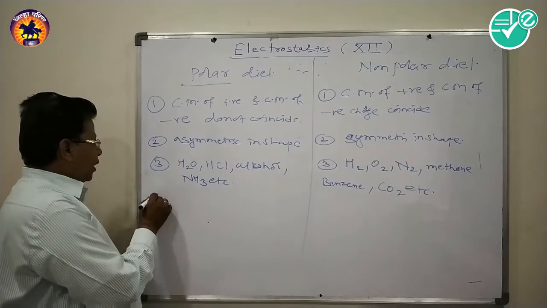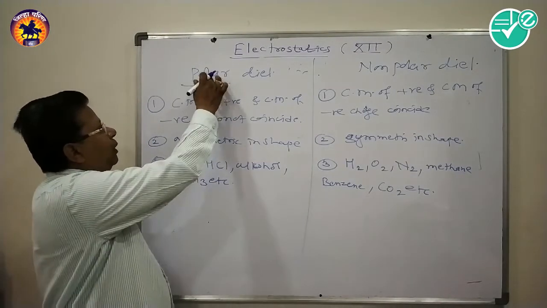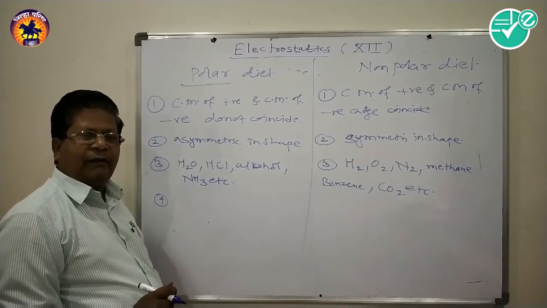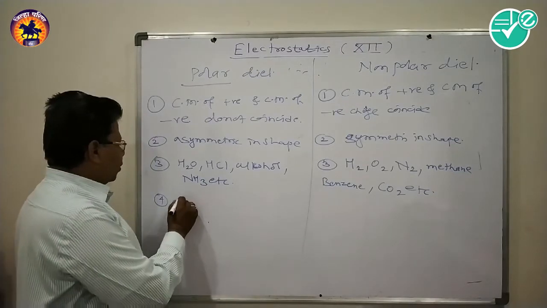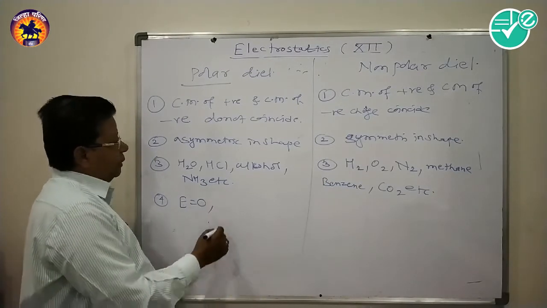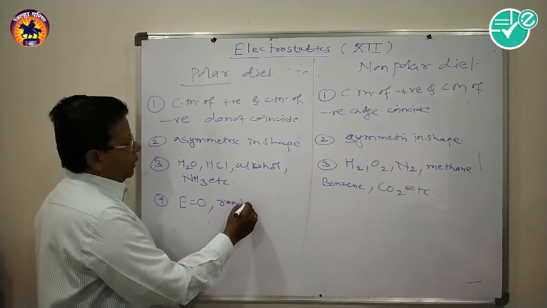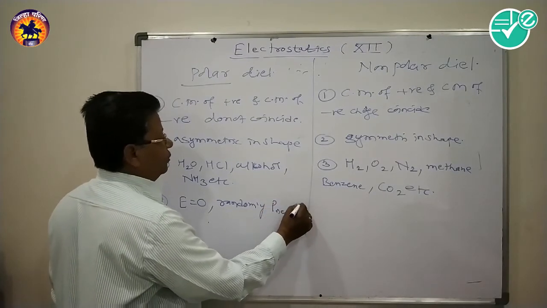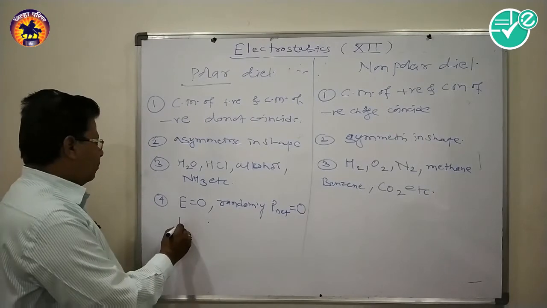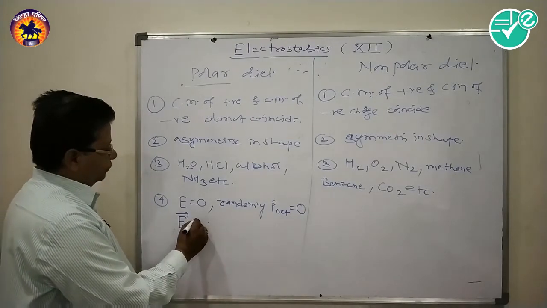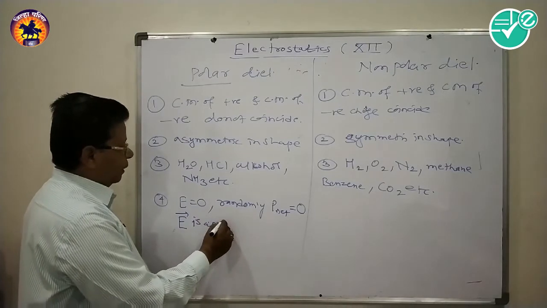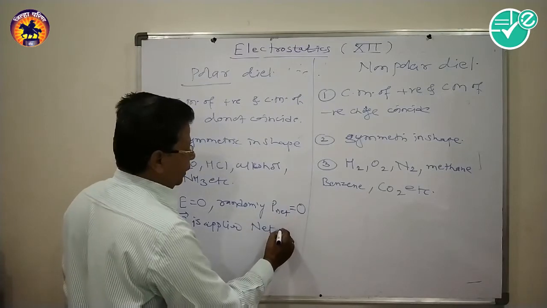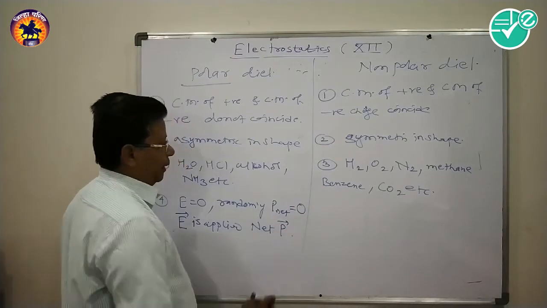And fourth point we have observed, these polar dielectrics have electric dipoles in the absence of electric field also, but they are randomly oriented, and therefore net electric dipole moment is equal to 0. But when electric field is applied, then we get inside the polar dielectric net electric dipole moment.